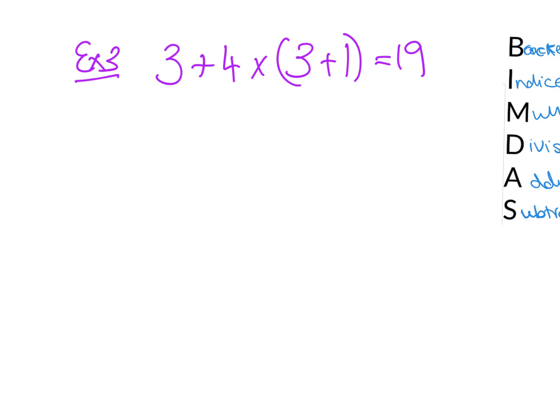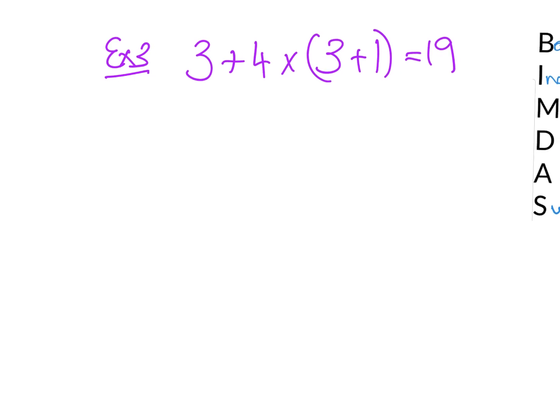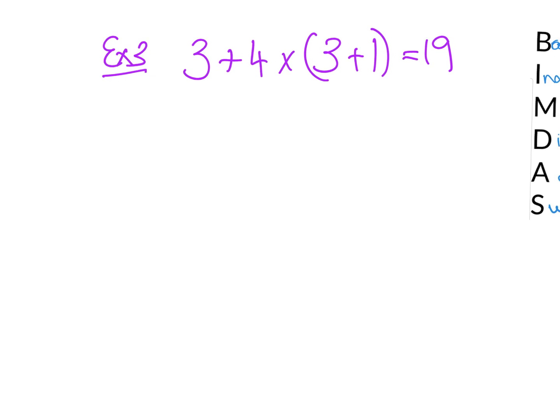Okay, our third example. 3 plus 4 multiplied by 3 plus 1 in brackets equals 19. You can see I've written BIMDAS here, and what I'm doing now is I don't actually need to write all the words. I know at this stage what each of them stand for. Brackets, indices, multiplication, division, addition, and subtraction.